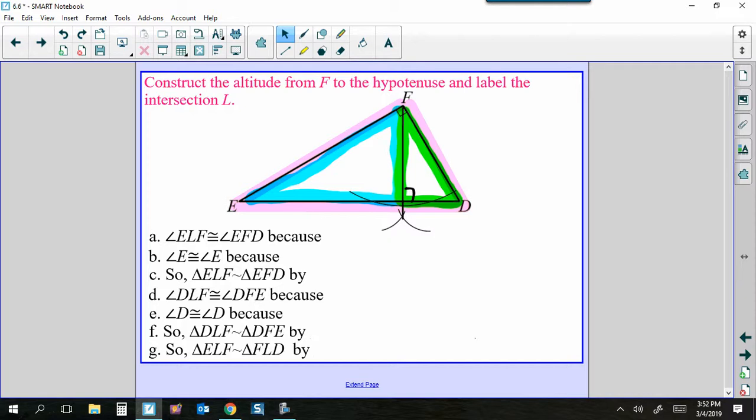So angle ELF. Angle oh, where did L come from? I forgot to label my point. Son of a gun. Okay, right here. You were instructed to make that L, so hopefully you followed my instructions better than I did.